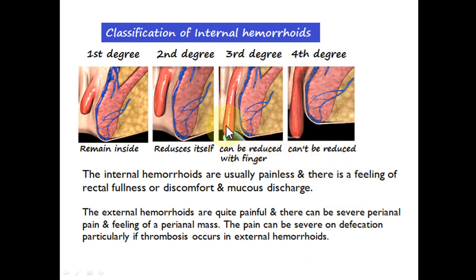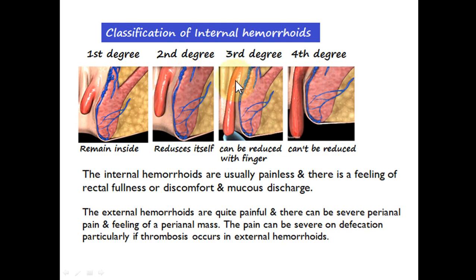The internal hemorrhoids are further divided into 4 degrees. In the first degree internal hemorrhoid, the hemorrhoid lies inside the anal canal. In the second degree, the hemorrhoid may come out during defecation, but it reduces itself when there is no pressure or straining.